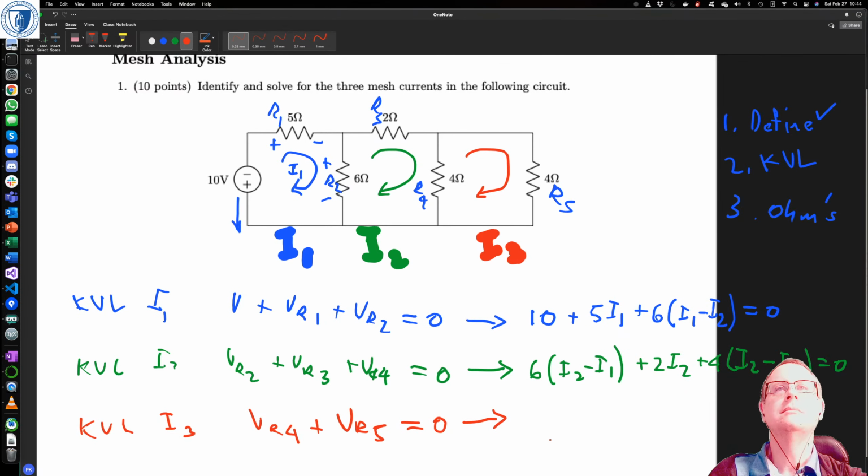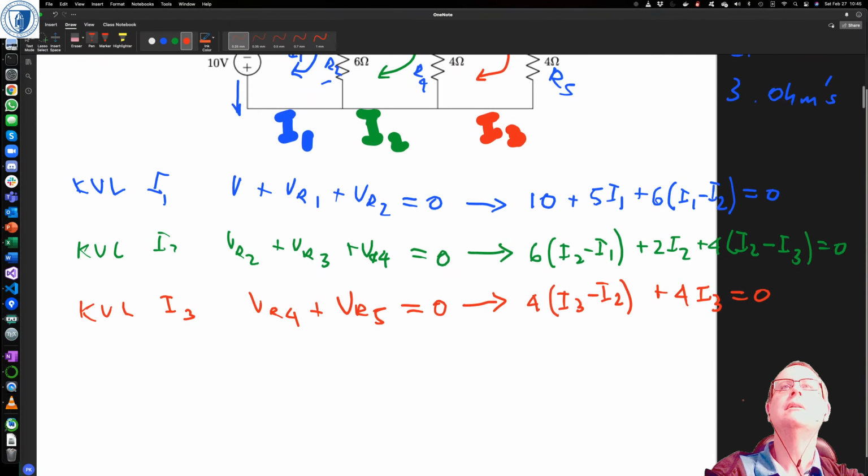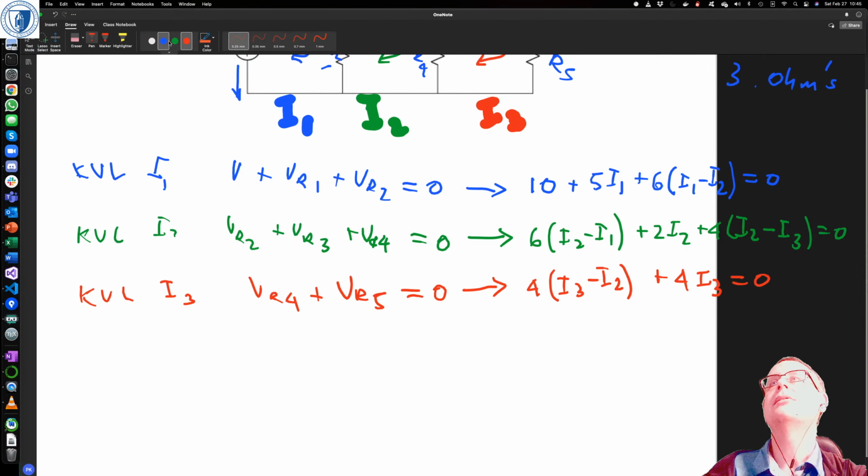Yeah, okay. So the last one is 4 into parentheses I3 minus I2 plus 4I3 equals 0. Okay, very good. So the next step is to distribute and group like terms, and I'll just take it from here if that's okay.